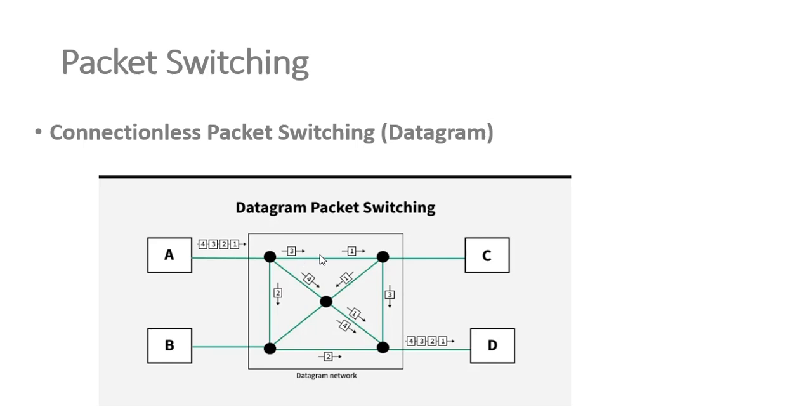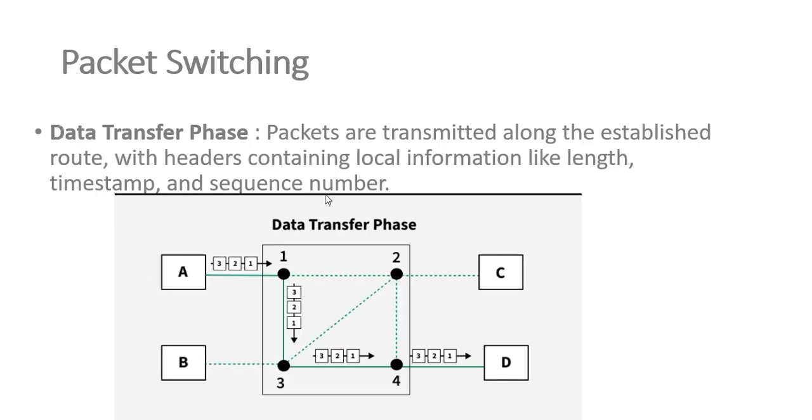and each packet is taking a different path. Whereas in the connection approach, the virtual approach, the packets did not take different paths. All the packets followed the same path. You can see here, all the packets follow the same path. See 3, 2, 1, 3, 2, 1, 3, 2, 1. Together they went on the same path. So this is about the connection.